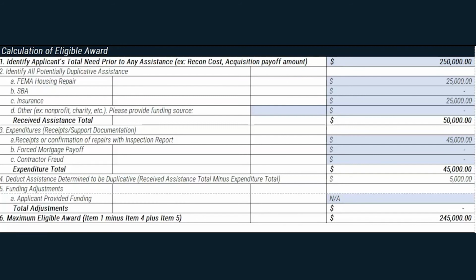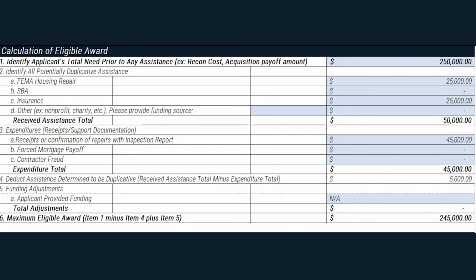In our example, if the fair market value of the buyout is $250,000, the maximum amount that the subrecipient can offer to the homeowner for buying out the home is $245,000 due to the $5,000 that is duplicative assistance. Note, this amount may change if the applicant's total need changes. If the appraisal comes back with a different number than what was estimated in this form, the form should be completed again with the final appraisal number to determine the final maximum eligible award amount.